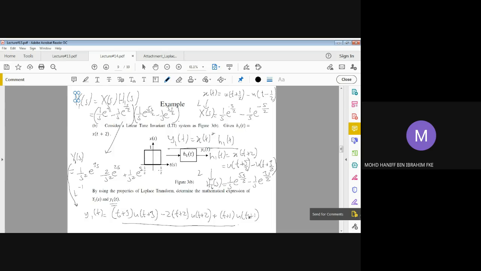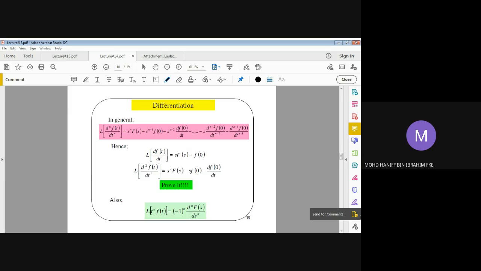Any question for this y1(t), the inverse from Y1(s)? No questions? Okay, let's proceed further.